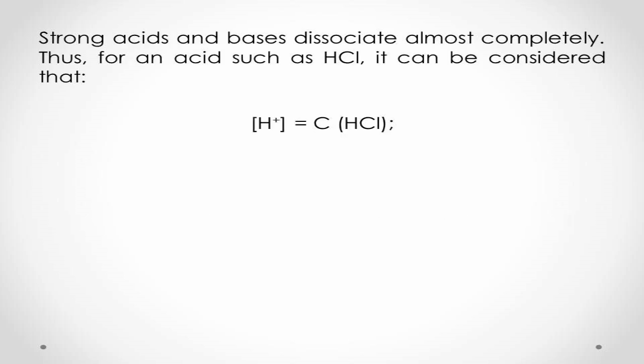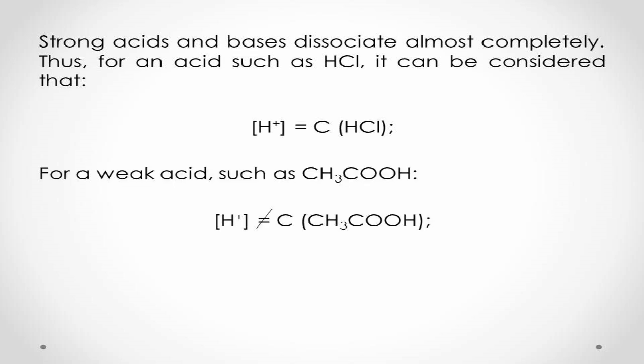Strong acids and bases dissociate almost completely. For instance, if we take hydrochloric acid, the concentration of H plus ions in an aqueous solution will essentially be equal to the initial concentration of hydrochloric acid. However, if we take acetic acid, the concentration of H plus ions will not be equal to the concentration of the acid. It will be significantly lower.